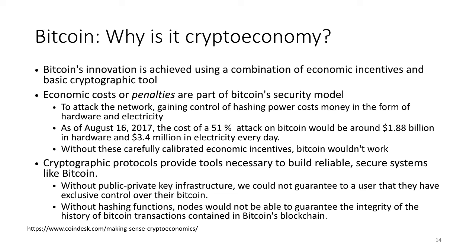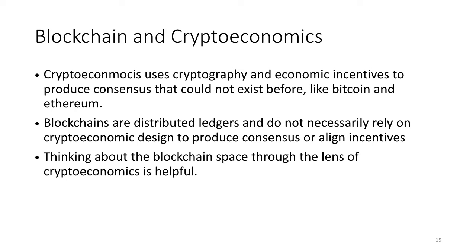That's a cryptoeconomic incentive. Similarly, there's a cryptoeconomic reward for anybody who solves the puzzle. So these protocols are what really builds a reliable, secure system like Bitcoin or other cryptocurrencies. So as I said, cryptoeconomics uses cryptography and economic incentives to produce a consensus that couldn't exist before. Blockchains, they don't necessarily rely on design to produce consensus, and thinking about the space through the lens of cryptoeconomics is really helpful in understanding it.